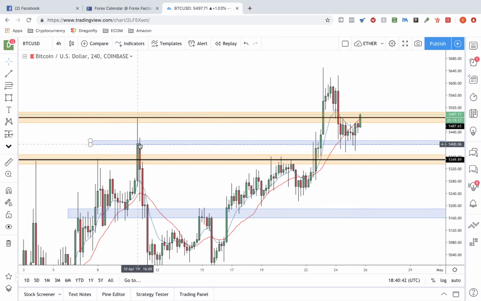And as you can see, it's this last high here. It's not really a high. I'm just saying it's this last area where we have pinpoint rejection. Price rises up, pinpoint rejection the other way. Candles open and close at the same spot. And we're holding above that level right now.